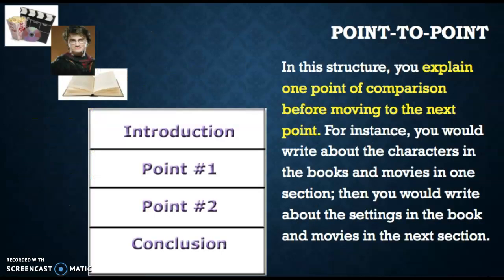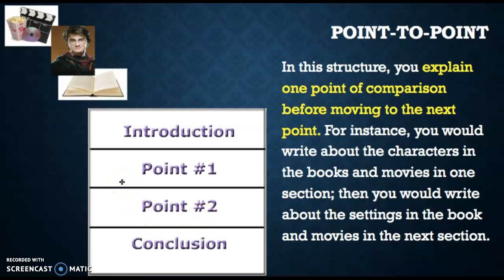So point by point, in this structure, you explain one point of comparison before you ever move to the next point. For example, you would have your introduction, and then in your second paragraph, or however many it takes, you would write about the characters in the books and the movies in one section. Then you would write about the settings in the book and movies in the next section.